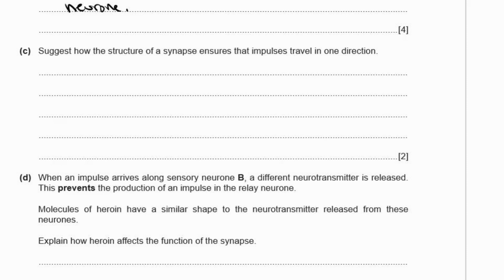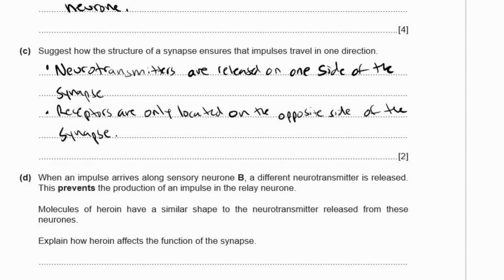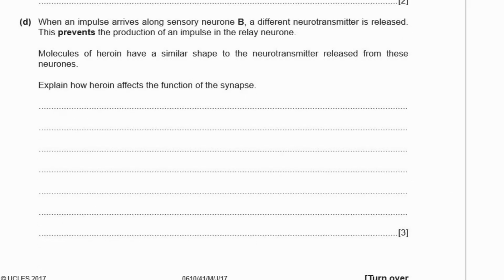Okay, so the reason why they can travel in only one direction is because the neurotransmitters are released on one side of the synapse and receptors are only located on the opposite side of the synapse. D. When an impulse arrives along sensory neuron B, a different neurotransmitter is released. This prevents the production of an impulse in the relay neuron. Molecules of heroin have a similar shape to the neurotransmitter released from these neurons. Explain how heroin affects the function of the synapse.